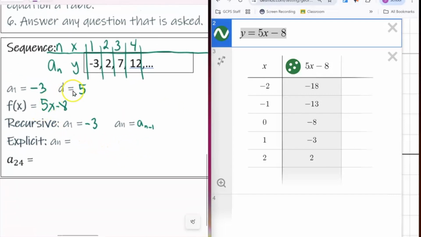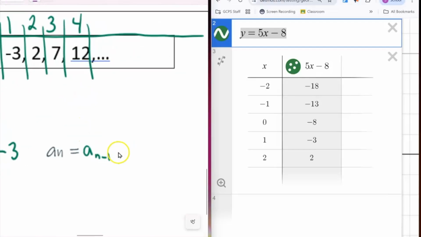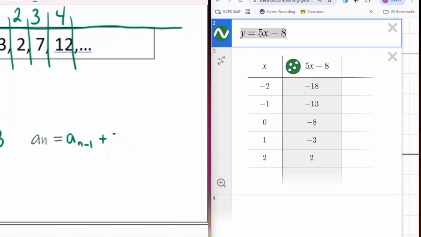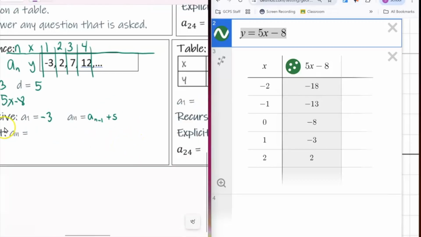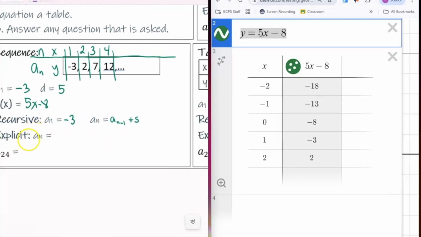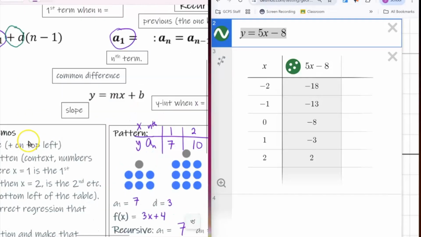And then whatever my common difference is, which is what? Positive 5. So mine is positive 5, so I'm going to say plus 5. If yours is negative, then you're going to say minus whatever. And that's it. I just did recursive. Now I'm going to do explicit. So I'm going to come to explicit.